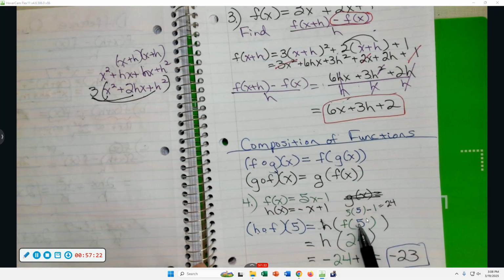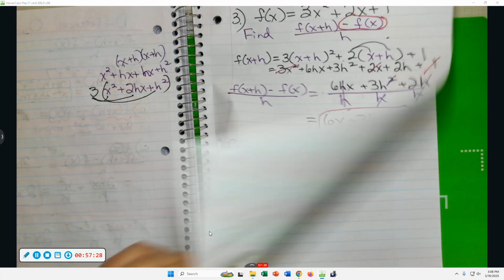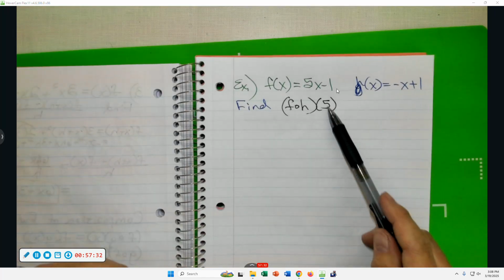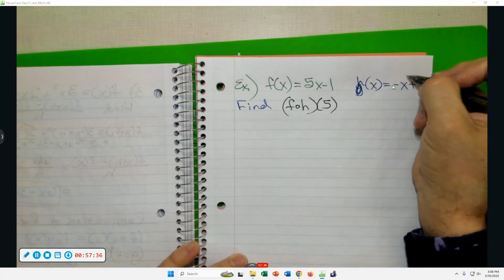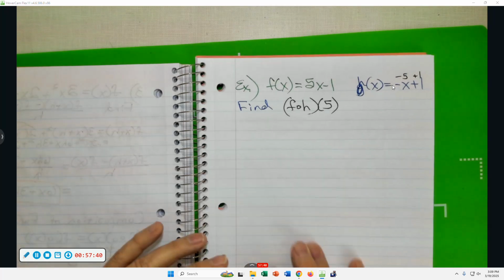Here we took the 5, we plugged it into F. We took that result, we plugged it into H. So here we take the 5, we plug it into H. So here's H. Let's plug in that 5 there. So you're going to have a negative 5 plus 1. What's that giving you?